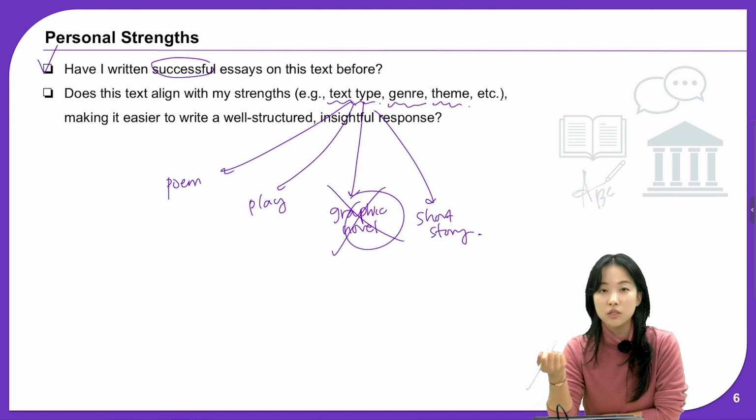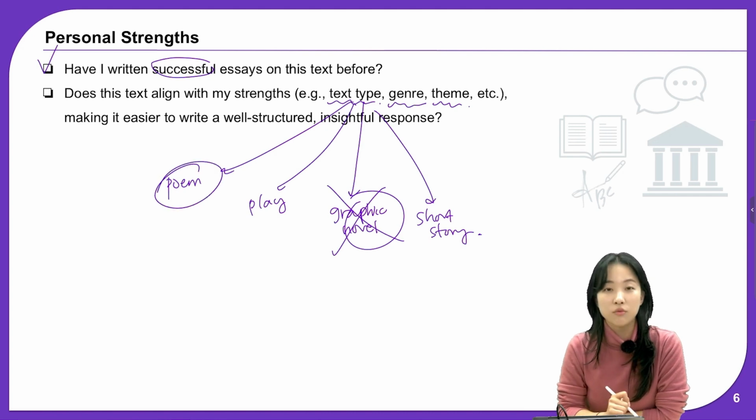But let's say you're personally someone who's like, I love poems. I really like analyzing poems. I always scored a good grade. That's your strength, right? So you want to talk about a poem in your paper 2. So that's how you would kind of decide, what do I want to use?